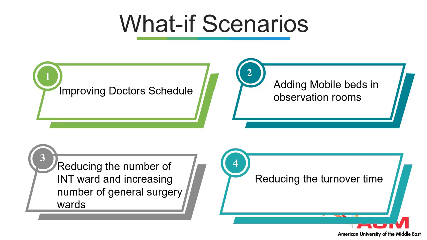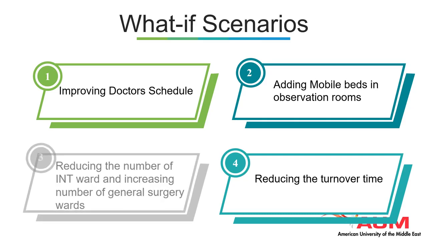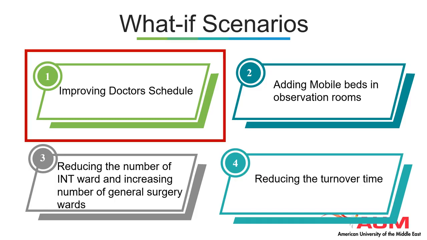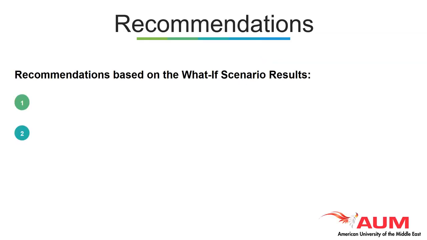The first scenario is improving doctor schedules. Second, adding mobile beds in the observation rooms. Third, reducing the number of internal wards and increasing the number of general surgery wards. Fourth, reducing the turnover time. We applied the 4 scenarios in the output analyzer and found out that improving doctor schedules is the best scenario among the others. Therefore, there is a need to increase the efficiency of processes and procedures used in this hospital.